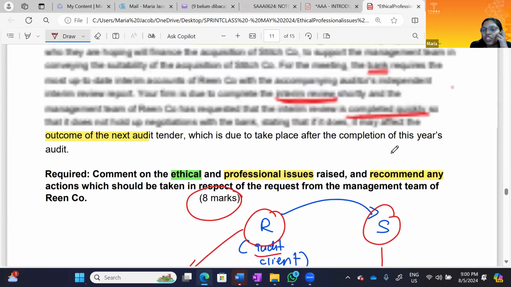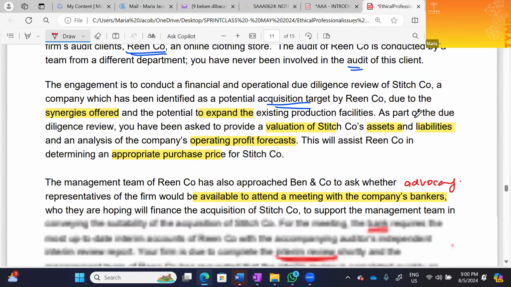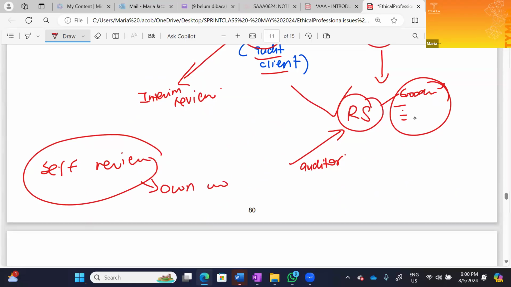Now, even though they mention that you have never been involved in the audit, very important, you have to know that self-review does not mean only your own work. It also means the work of your colleague, the work of your firm's staff. That also gives rise to self-review.